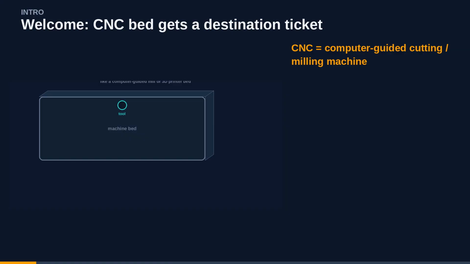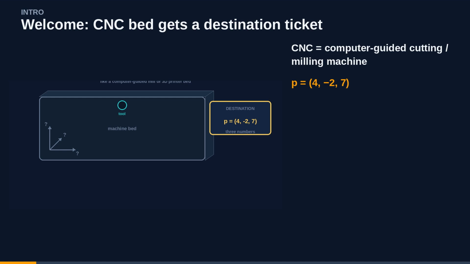Welcome. Today a CNC machine bed is stuck on a simple ticket. CNC means a computer-guided cutting or milling machine, like a computer-guided mill or a 3D printer bed. The destination is written as P equals (4, -2, 7). Three numbers sit on the job sheet.